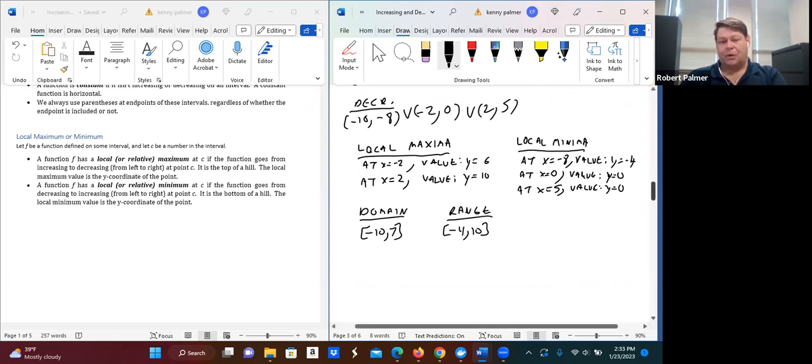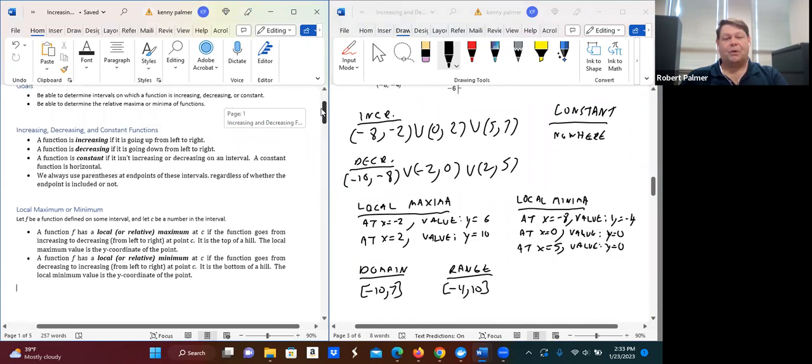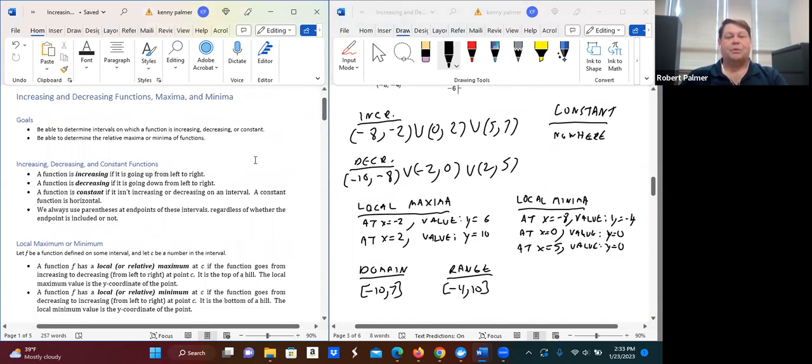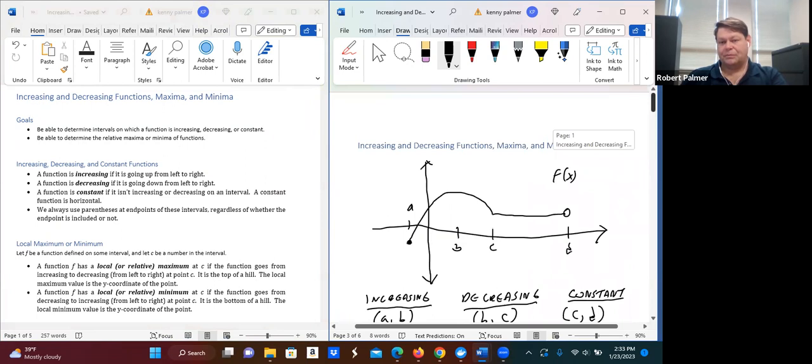Okay, so let's talk about what we've learned. What we've learned is how to determine and how to correctly write the places where a function is increasing, decreasing, constant. And then if there are local or relative maximum or minimum values, how to indicate those, determine what they are, and then also how to write, express those.